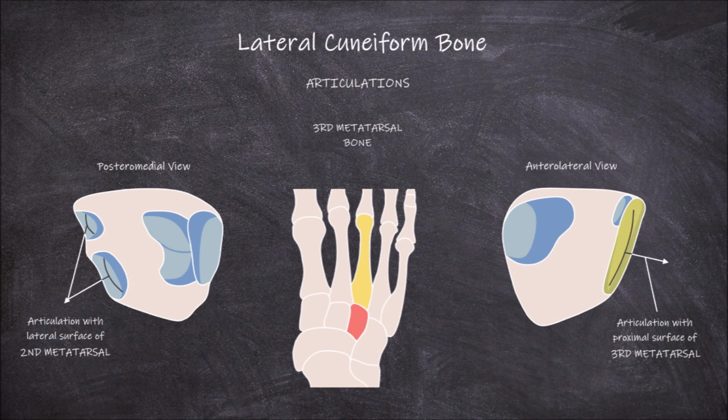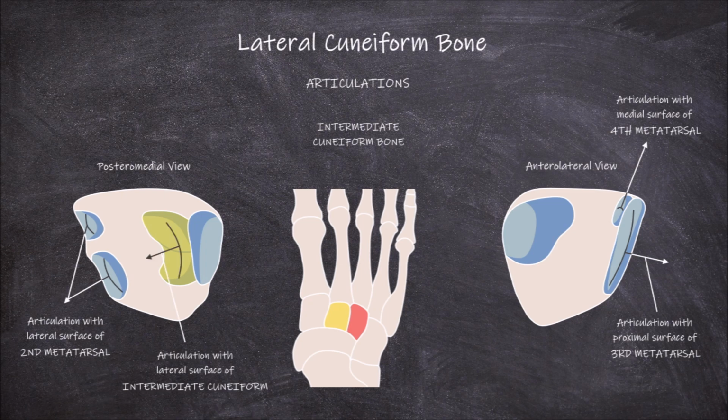The third articulation is with the fourth metatarsal bone. A facet on the distal end of the lateral surface of this bone articulates with a facet on the medial surface of the base of the fourth metatarsal. The fourth articulation is with the intermediate cuneiform bone. A strip along the medial surface of this bone articulates with a facet on the lateral surface of the intermediate cuneiform.